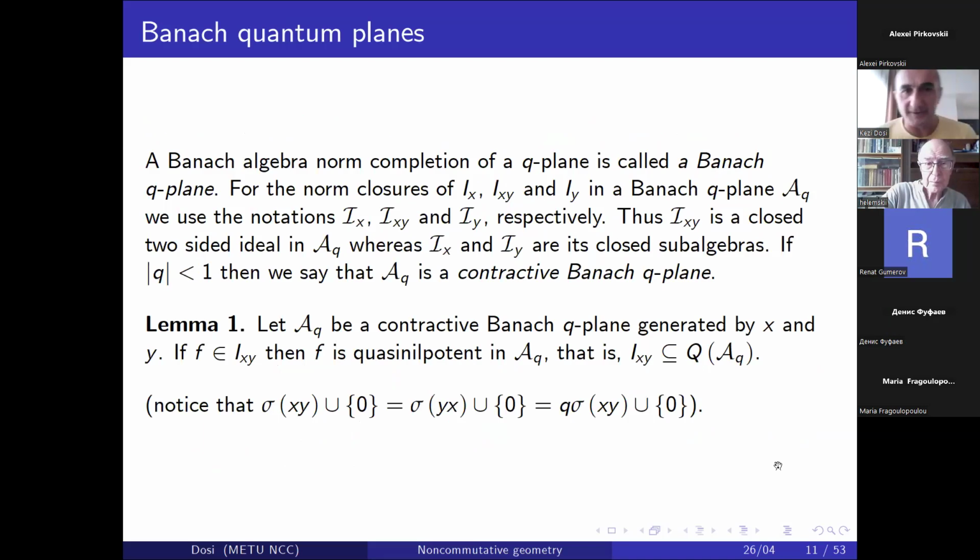So what does Banach Q plane mean? By this we mean a Banach algebra norm completion of any Q plane. We say that is a Banach Q plane, so just norm completion. At the same time, we can use again the closures of these subalgebras and ideal. So the calligraphic I_x, I_xy, I_y are closures of the stuff. So I_xy is actually a closed two-sided ideal. I_x and I_y are closed subalgebras. Again, if |Q| is less than 1, we say it's a contractive Banach Q plane. This is our terminology.